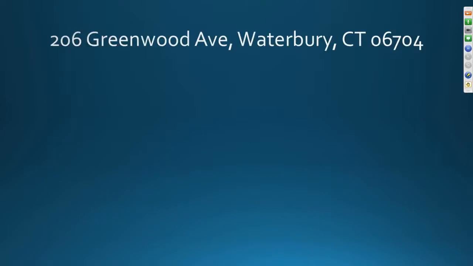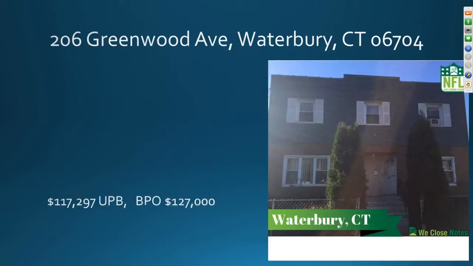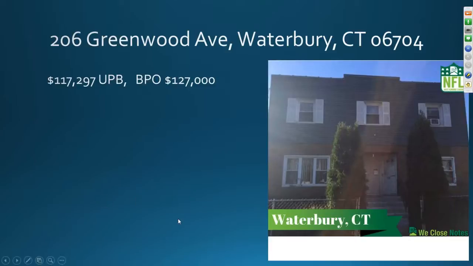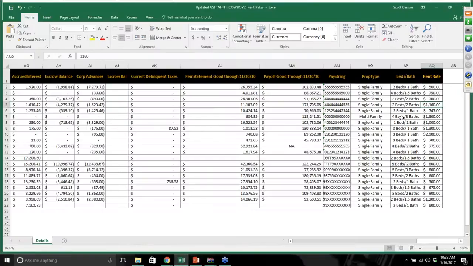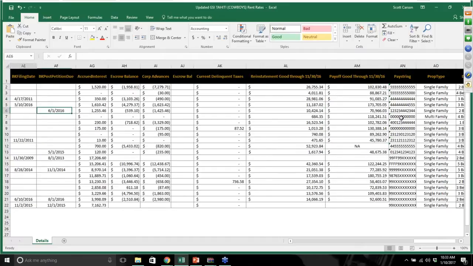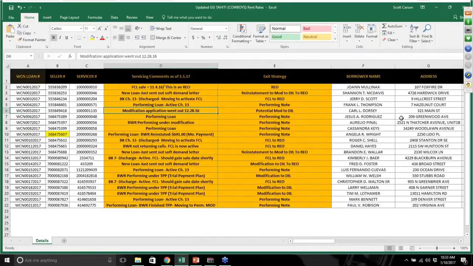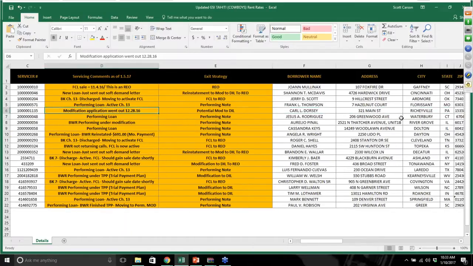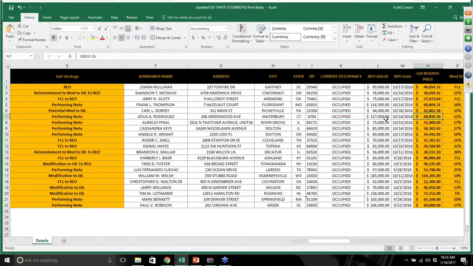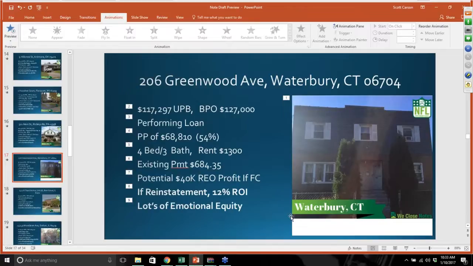All right, moving on. Waterbury, Connecticut. Now, this one, I actually goofed up last night. I think I was wrong numbers on this one to begin with. This is a performing loan. Let's make sure of that. Waterbury, Connecticut, because I realized we had copied the numbers over here. Okay, so modification went out December 28th on this one. Potential mod or deed in lieu. Okay, so that's the last one we looked at. This one is a performing loan, Waterbury, Connecticut. So I did update the numbers last night in my PowerPoint.